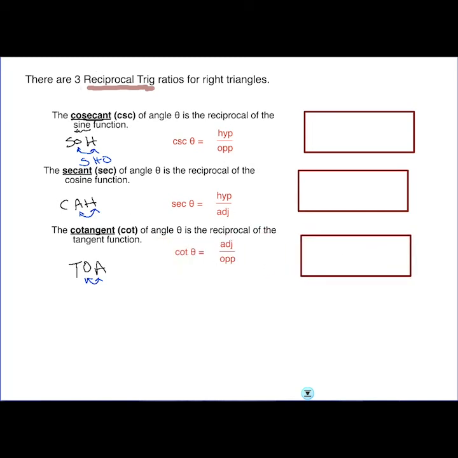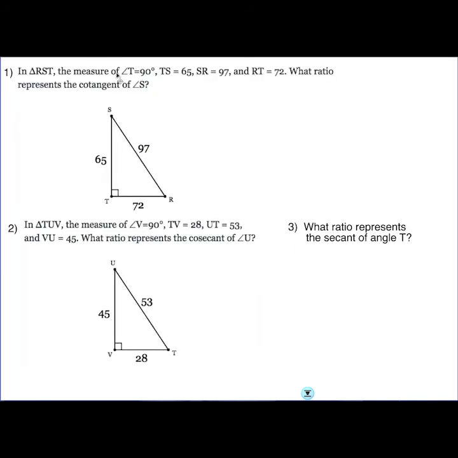Okay, so I'll show you how I go about these. Again, we want to try to commit these to memory. If we have to keep looking back at our first three trig ratios, it's going to really slow us down and hinder our progress. So here's an example right here. It says we have a triangle.